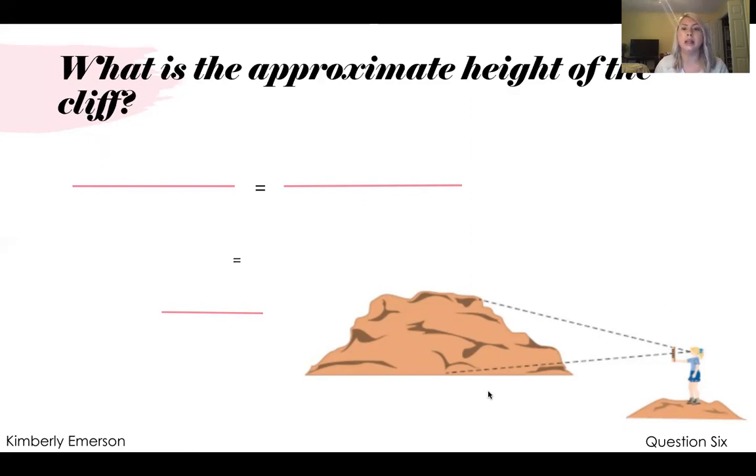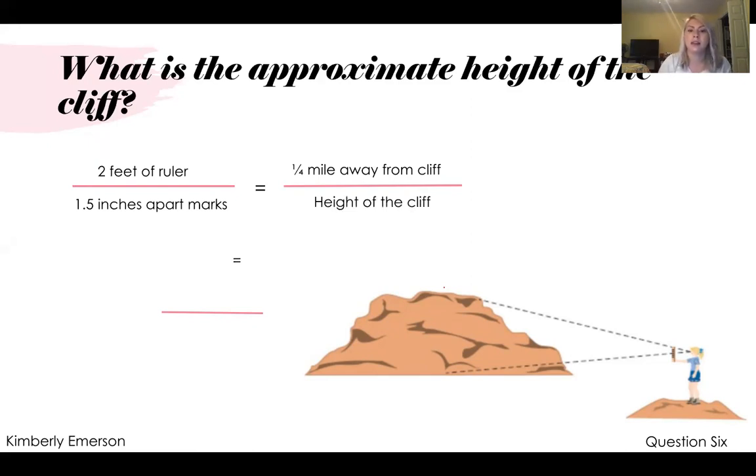So first of all, we need to state what we know about this cliff. We know that she uses 2 feet of ruler to measure, and that she has marks 1.5 inches apart throughout to the cliff, and she is 1/4 mile away from the cliff, and we are looking for the height of the cliff. And so what we're going to do here is cross multiplication.